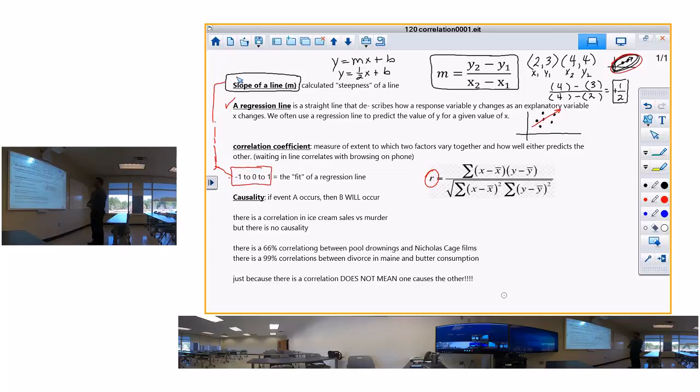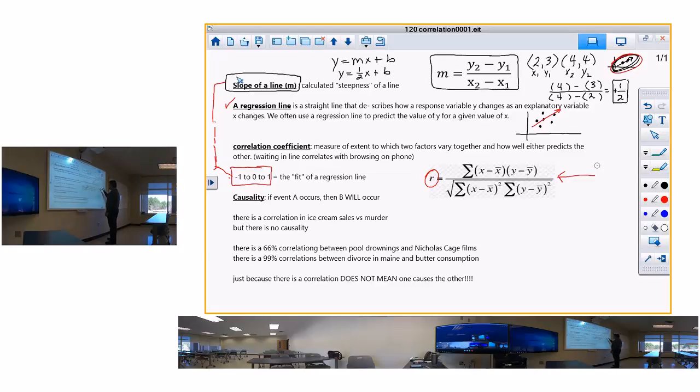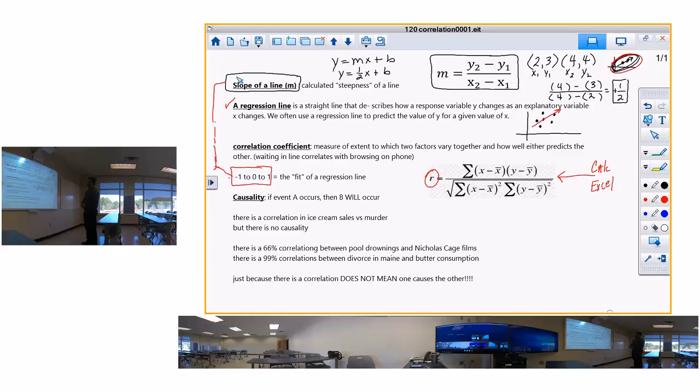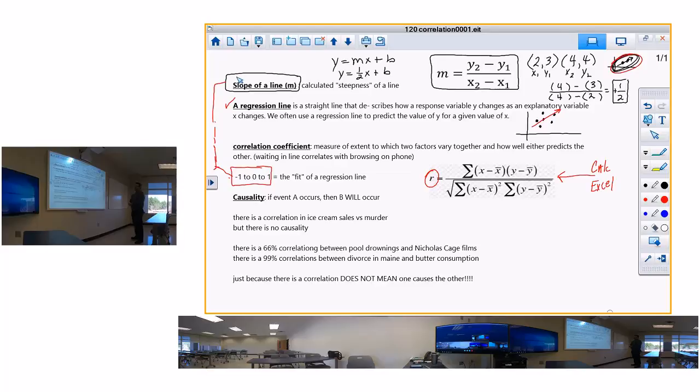Now, I will tell you, as I tell my students, I would highly recommend you use the calculator or Excel, because there's no reason to go through that tedious math. And it's tedious math, especially if you have a big data set, which means you have 15 or 20 or 100 points. I would use the technology to help there, okay?